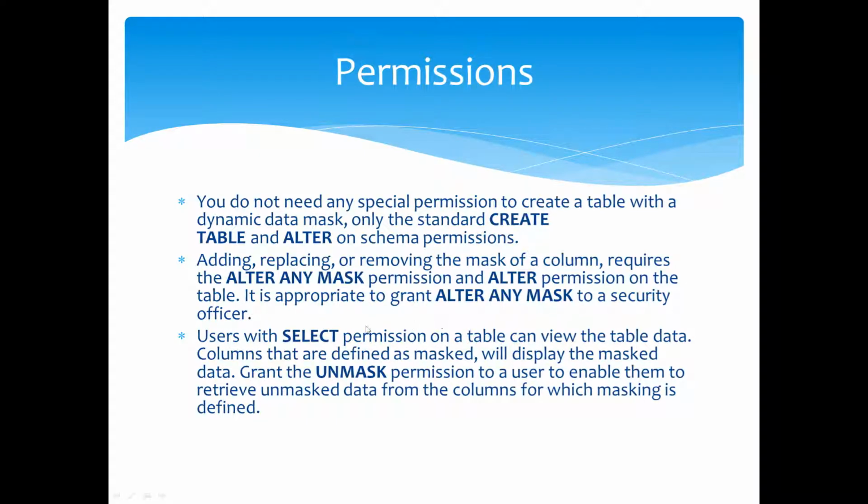So users with a select permission, this kind of makes sense. Users with a select permission on a table can view the table data, okay? Columns that are defined as masked will display the masked data because they don't have the permission. But you can grant the unmask permission to a user to enable them to retrieve unmasked data from the columns for which masking is defined.